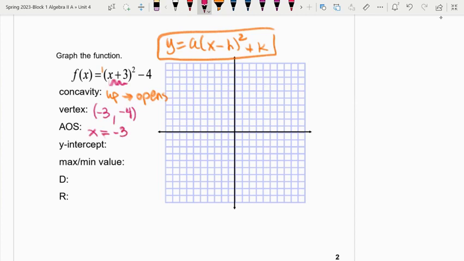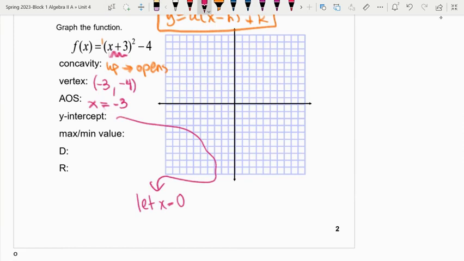To find the y-intercept, let's go over here. You let x equal 0. And if x equals 0, you have f of 0 equals (0 plus 3) quantity squared minus 4. So 0 plus 3 is 3, squared minus 4. 3 squared minus 4 would be 9 minus 4. So f of 0 is 5, which means my y-intercept is (0, 5).